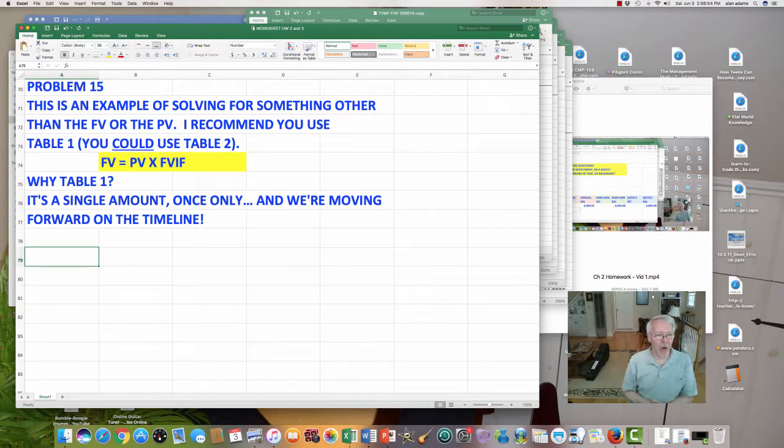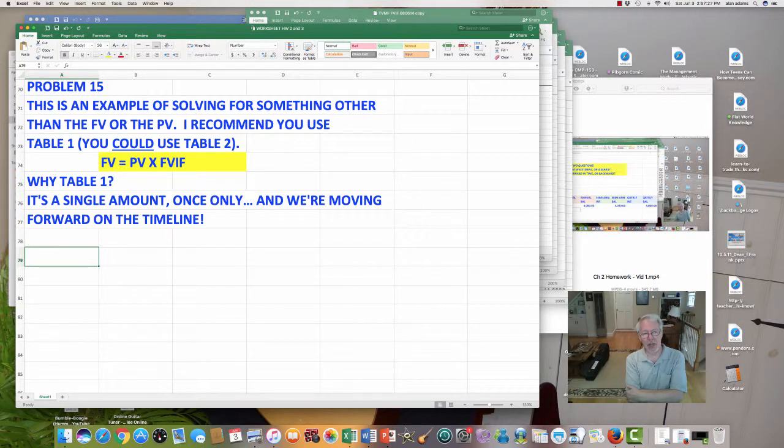Now, in this case, in problem 15, and again in problems 16 and 17 actually, we're solving for something other than the future value or the present value, as I mentioned here. Whenever you're doing something that does not involve an annuity, I usually recommend you use table 1. Theoretically, you could use table 2, but I like to keep things easy, so the table 1 formula, as you'll recall, is future value equals present value times FVIF, which is some value from table number 1, or table A.